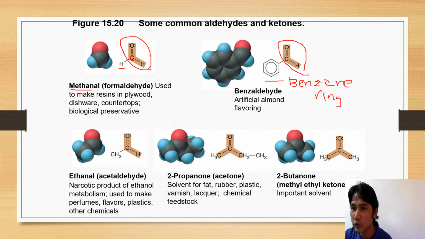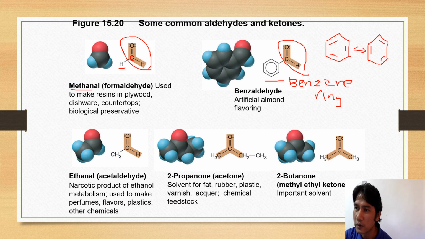Okay, so when you encounter this molecule that is a benzene ring, it's actually made up of 6 carbons with alternating double bonds. It could also be written this way, with the double bond here or there or here. So these two molecules are the same.